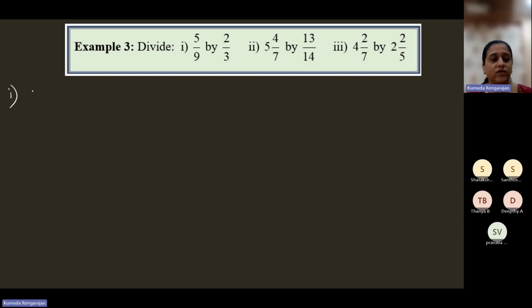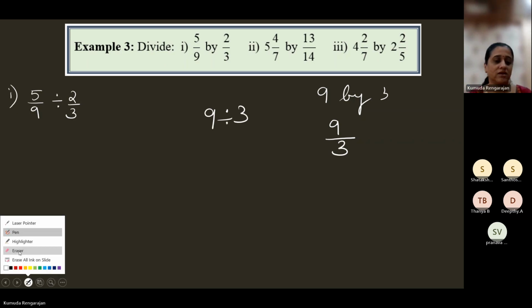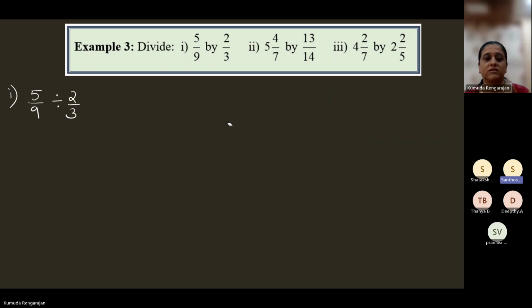So it's divide 5 by 9 by 2 by 3. So 5 by 9 divided by 2 by 3 is the question. Like see, divide 9 by 3. That means divide 9 by 3 like this, right? Disable your mic. So 5 by 9 divided by 2 by 3. This is the question. So 5 by 9 into the reciprocal of the second fraction.